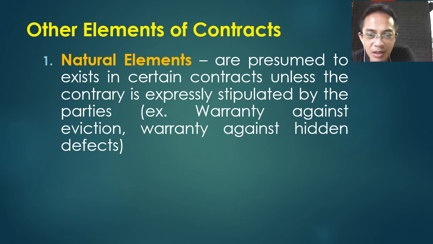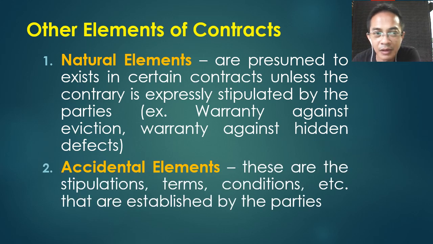These warranties, class, we'll be discussing in your next law subject, law on sales. Okay. So even if the parties did not agree on these warranties, they are considered included in the contract unless the parties expressly set aside these elements. Okay? Kapag wala naman gi-set aside sa parties through stipulation, these natural elements are considered to be part of the contract. The other element of a contract is the accidental elements.